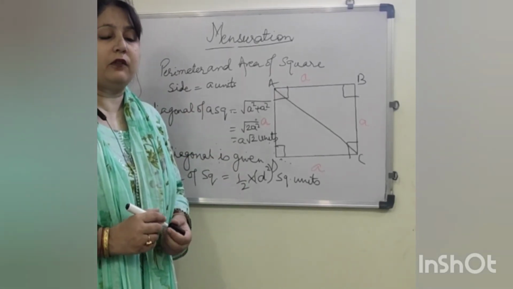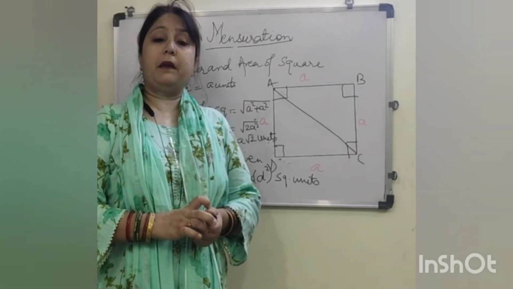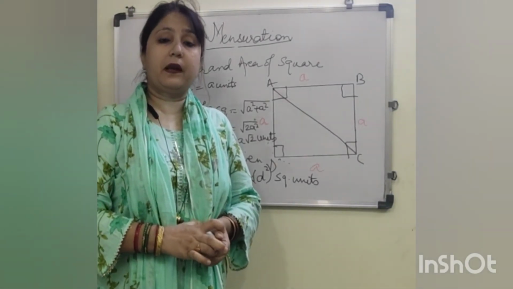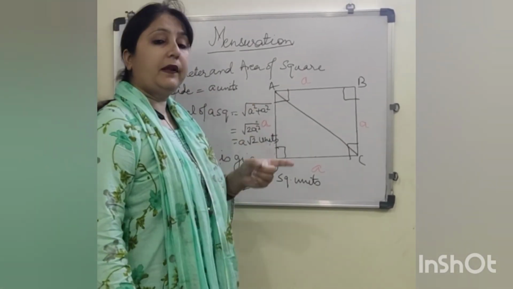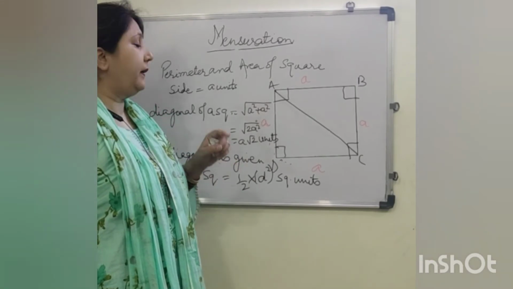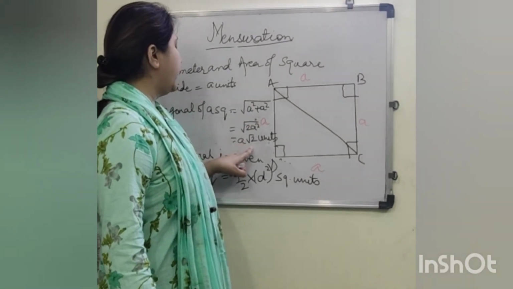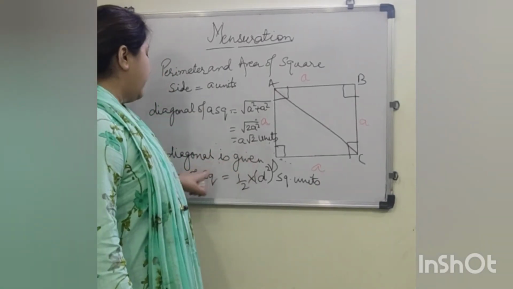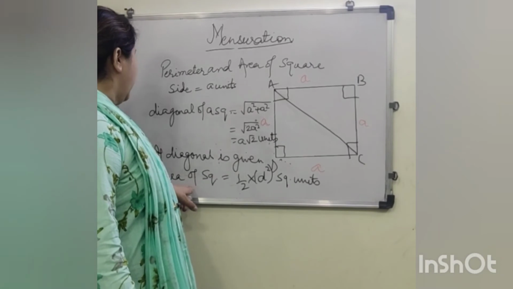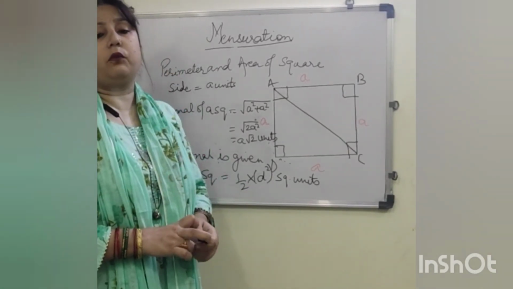I have explained perimeter of square. If perimeter is given, how to calculate side? I told you area of a square. If area is given, how to calculate side? Diagonal of a square, I have shown the working, that is a root 2 units. And if diagonal is given, then area of a square is equal to half into diagonal square.